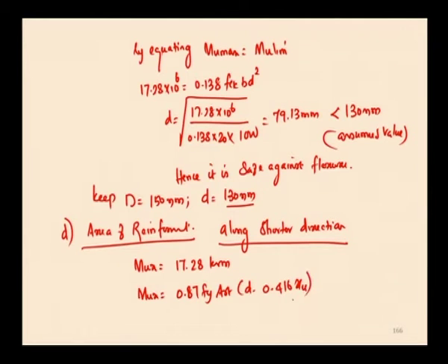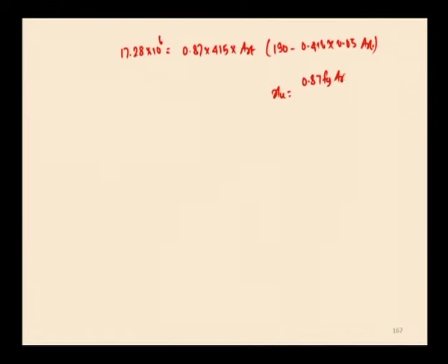Since it is an under-reinforced section or singly reinforced section, I am using the respective expression for finding the area of reinforcement. So, 17.28 into 10 to the power 6 is equal to 0.87 into fy into Ast into d, which is 130, minus 0.416 into xu. Here xu is normally found from the expression 0.87 fy Ast divided by 0.36 fck b, that will be 0.05 Ast.